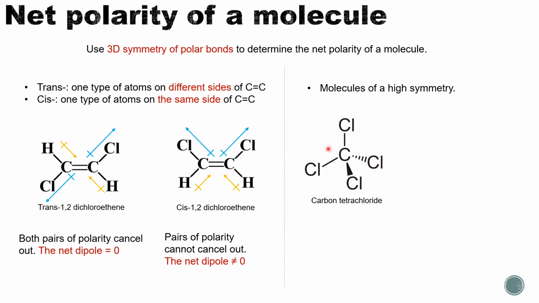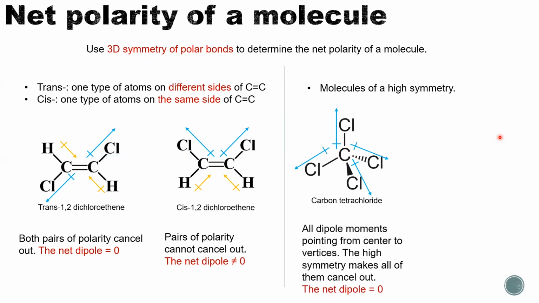If we draw the polar arrow for each of these bonds, obviously chlorine has more electronegativity, so we draw a polar bond from carbon to chlorine, and that applies to all of these carbon-chlorine bonds. Because this molecule is so symmetric, these four bonds cancel out in the 3D world. And because these four bonds cancel out, the net dipole moment is 0 for this carbon tetrachloride molecule.